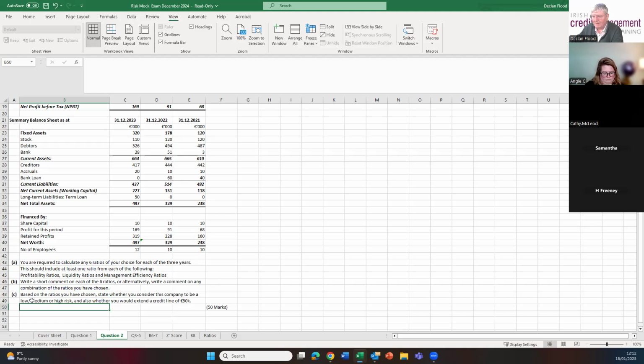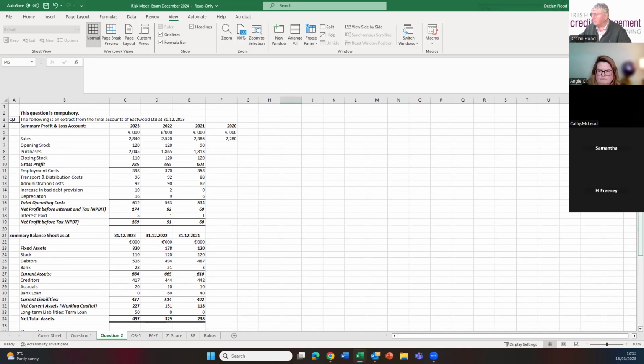And then part C, based on the ratios you have chosen, state whether you consider this company to be low, medium or high risk, and whether you would extend a credit line of 50,000. If you answer yes, that may or may not be right, so give us your reasons. Based on the ratios chosen, look, I am happy to give them 50 grand because... So give us some intelligent rationale behind it. One person might say they would give 50 and some other person might say they won't. Depending on their read of the situation and their understanding of the figures, there's no definitive right or wrong answer.